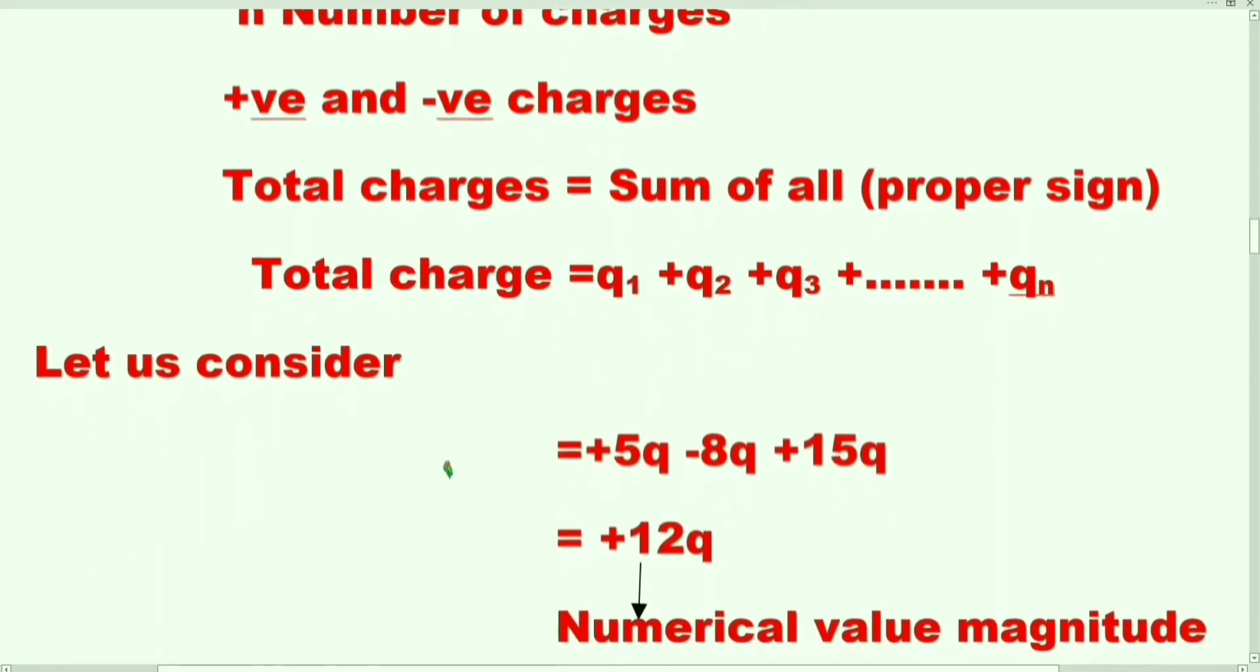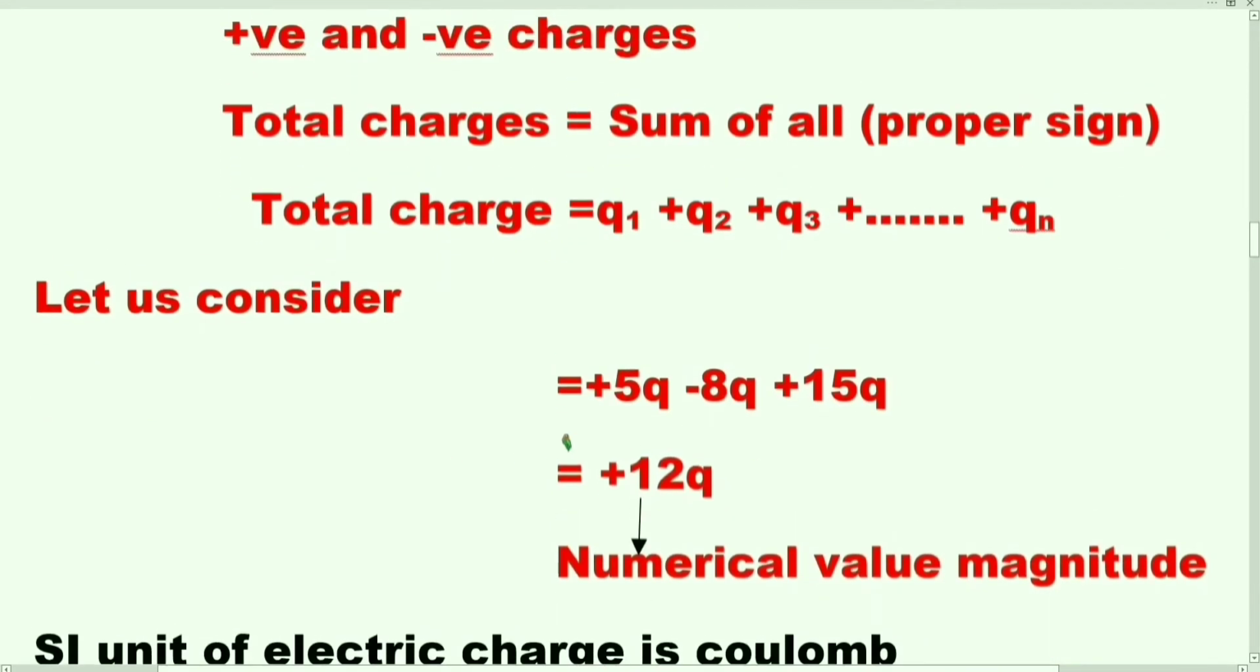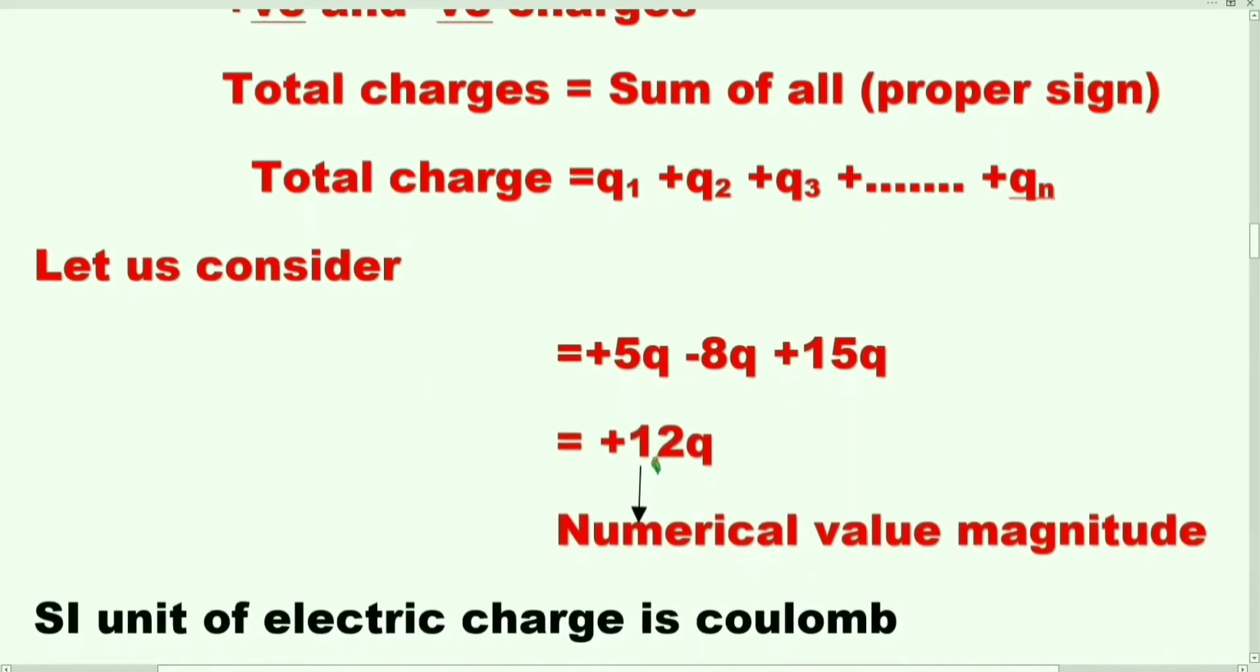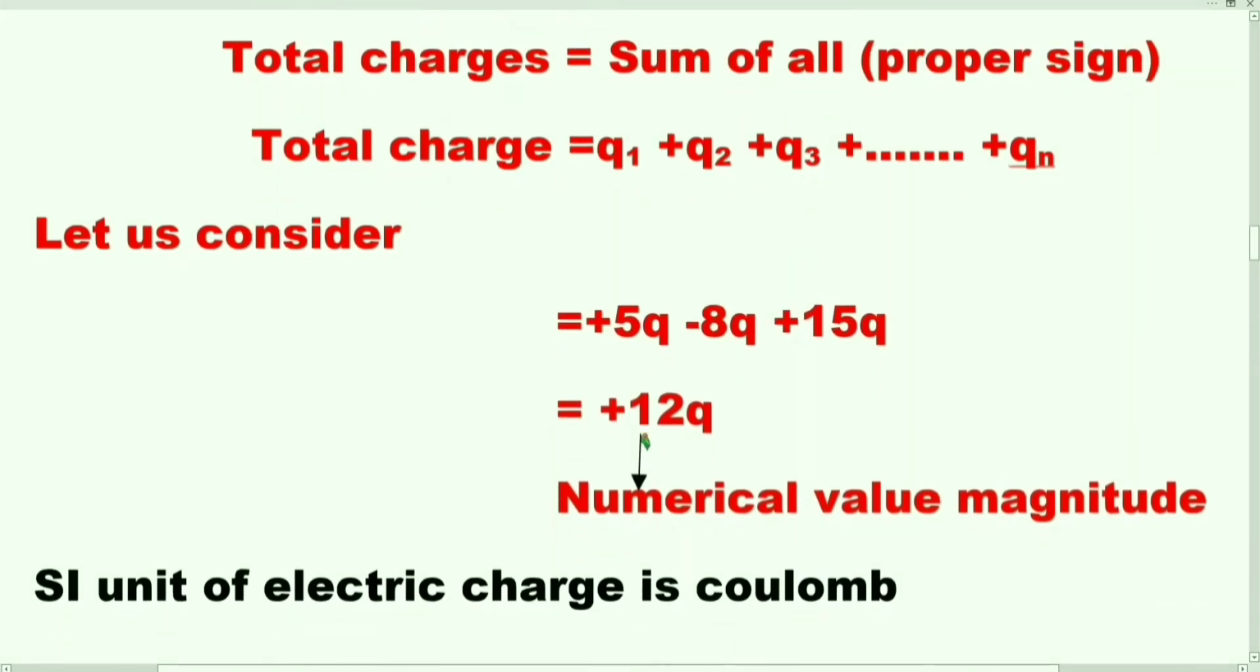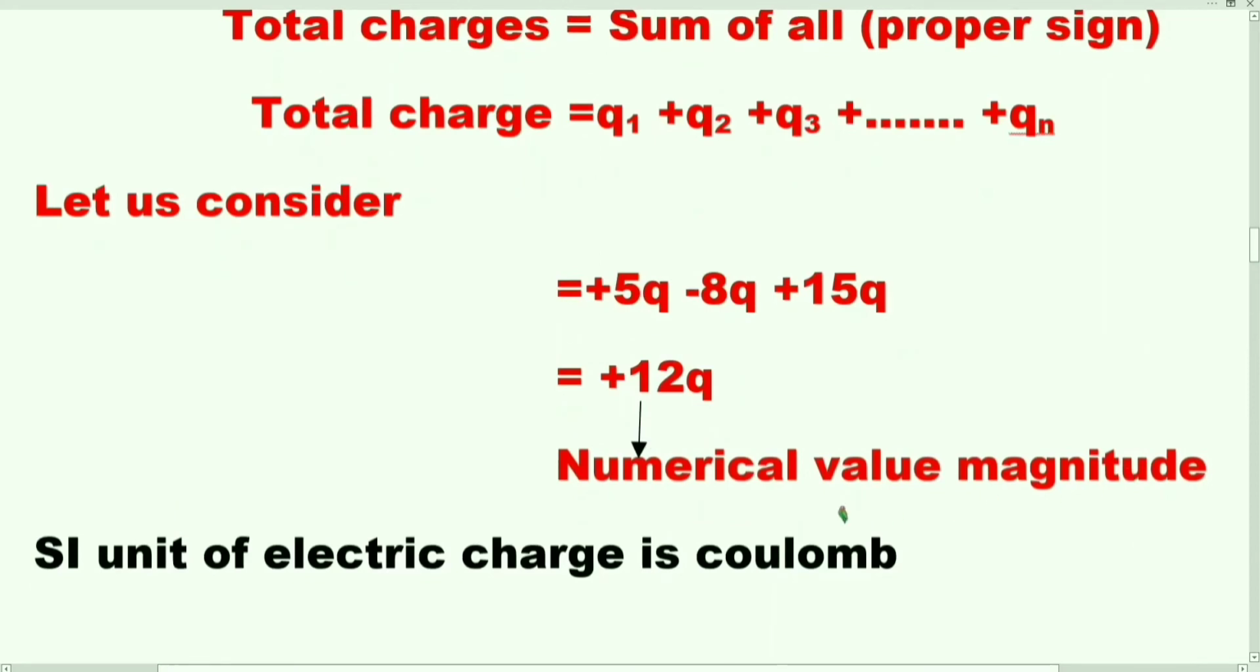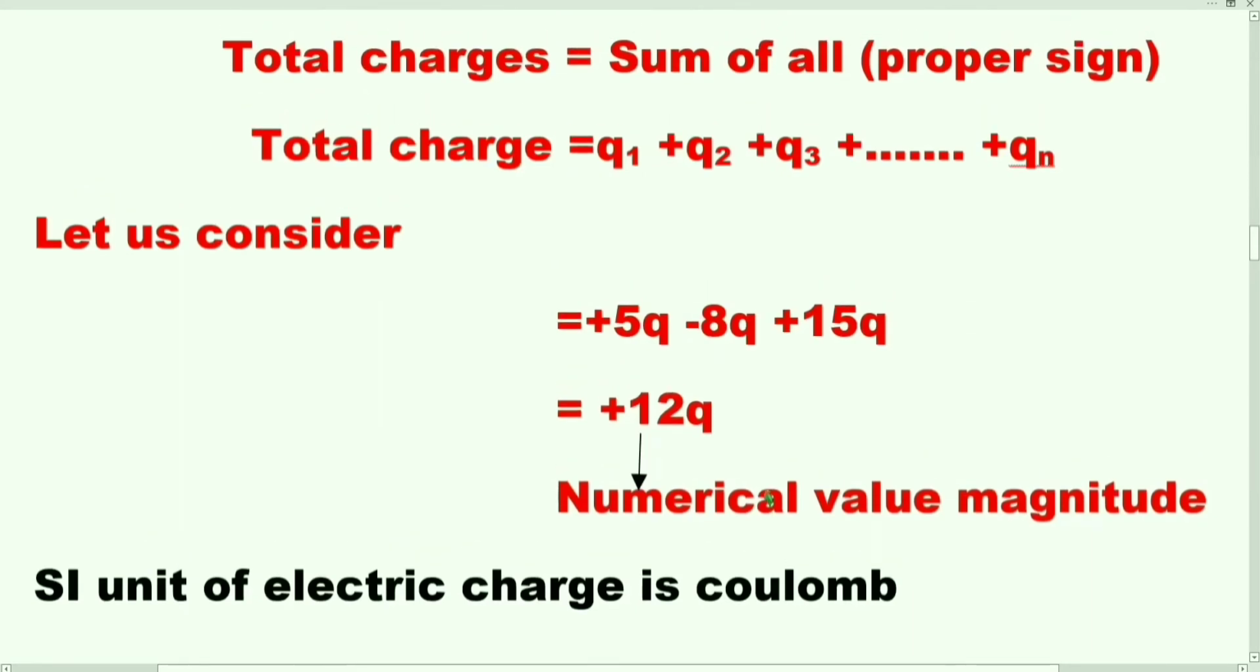If we add the charges +5Q, -8Q and +15Q, what you get as total is +12Q. Here +12 gives the magnitude, that is the numerical value. The total charge will be a numerical value and it does not represent any direction. Only magnitude is considered. So electric charge is a scalar quantity.